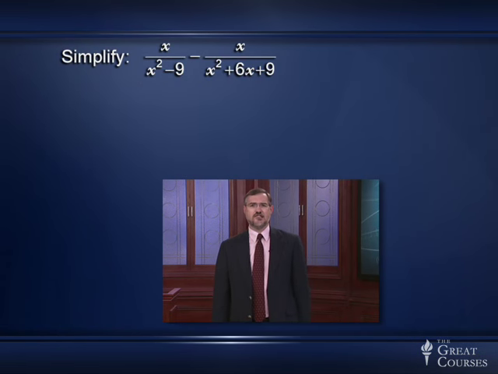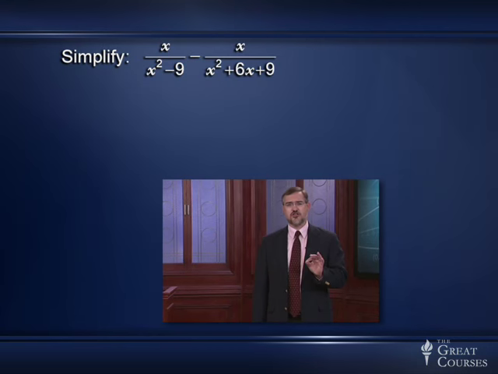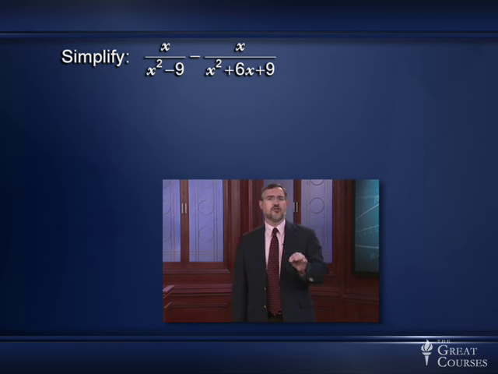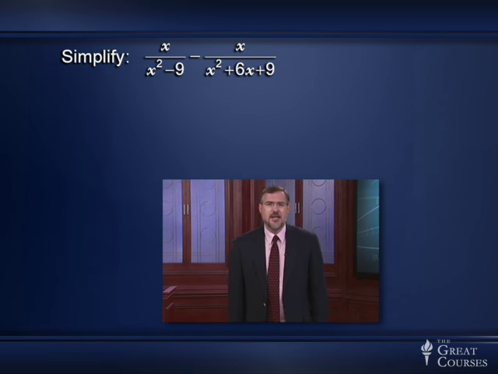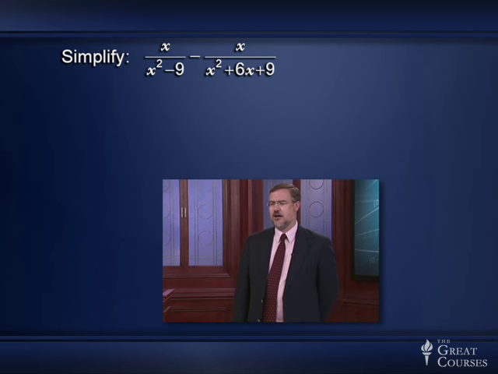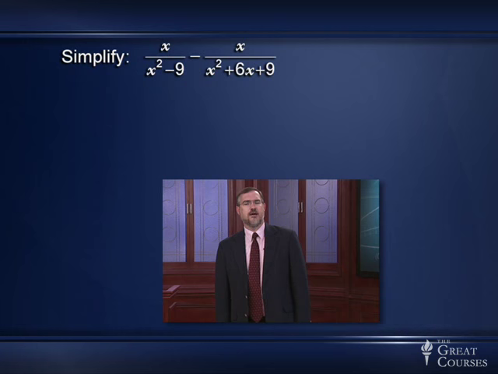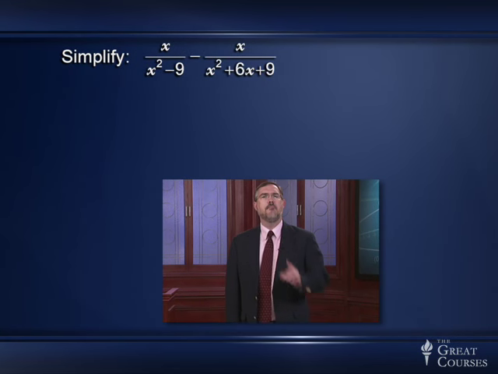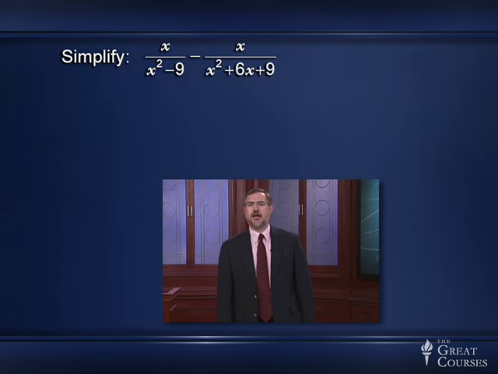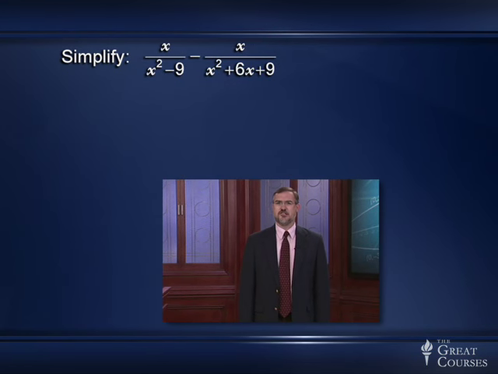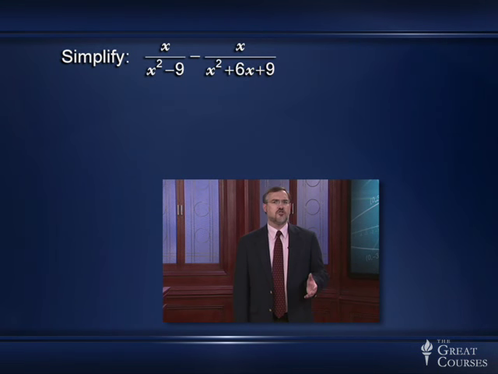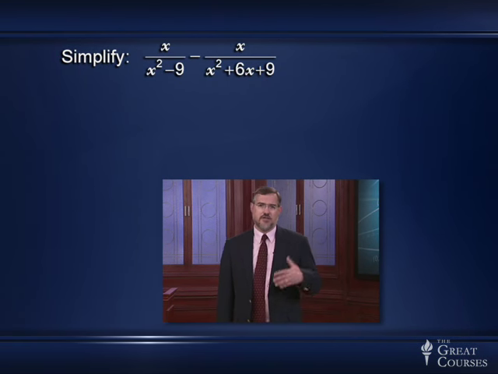Let's move to a second example, this time a subtraction example, where the original two denominators are different, and let's see how we would walk through that kind of a problem. So here we go. Simplify x divided by x squared minus 9 minus x divided by x squared plus 6x plus 9. Now, the two denominators here look very different, and they are different.